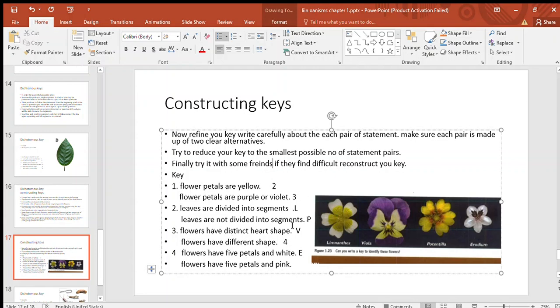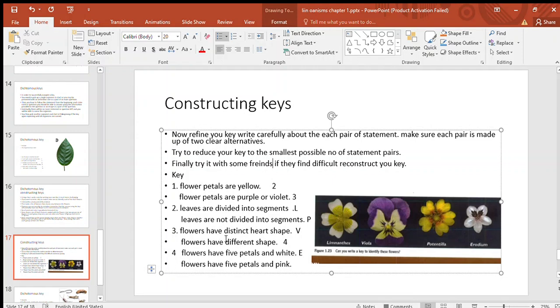Now we move to option number 3. Flowers have distinct heart shape. It is viola. Now, leaves are not divided into segments. When we look at our flowers, here is potentilla. Its leaves are not divided into segments. Flowers have different shapes. Now go to option number 4. We have named 3 of our flowers and 1 is left. For that left one we go to option number 4. Flowers have different shapes.